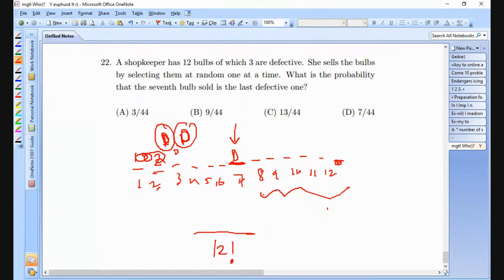2 before here. But understand that out of these 3 defectives, you have to choose which one is defective. So it's 3 choose 1 over here. For the 7th place, 3 choose 1. Which one is defective? Okay?